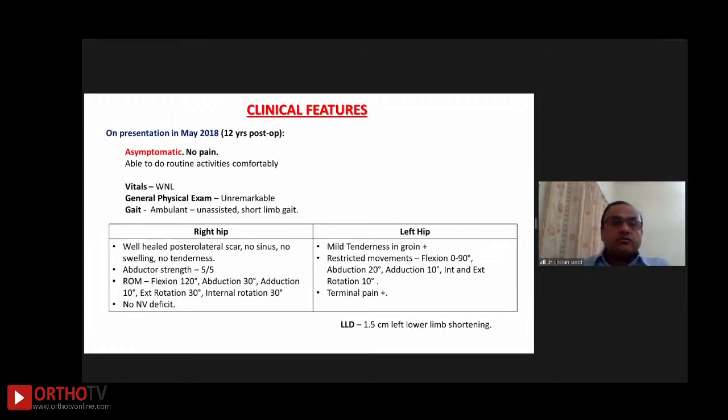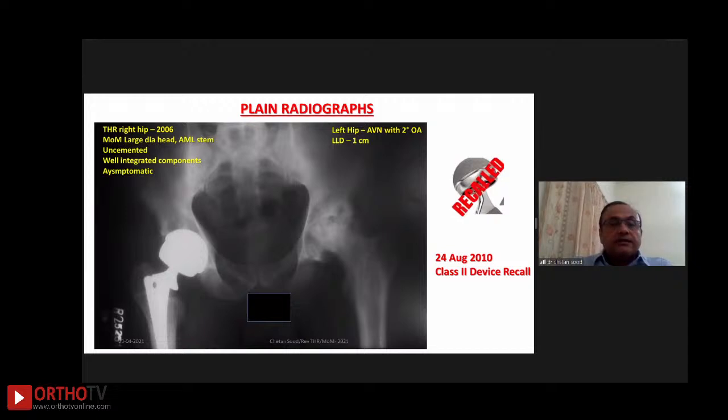On examination, this is 2018, about 12 years later. On the right side, there was a healed scar and very good movement. If you can see this, 120 degrees flexion, full adduction. He was sitting cross-legged. He even said he plays games. That was the situation. But knowing the background, that he had an implant which had been recalled in 2010, we wanted to investigate him further. So this is the situation he came with.